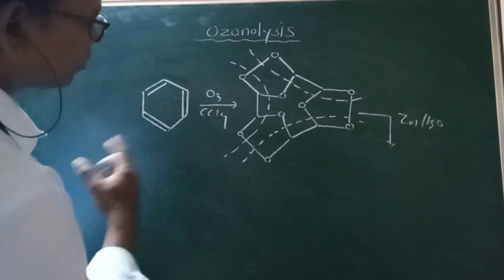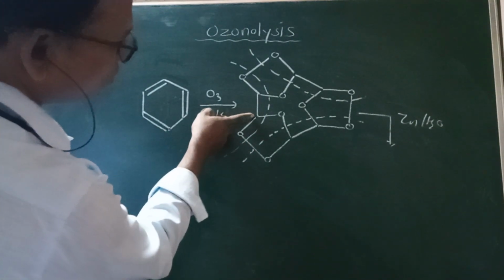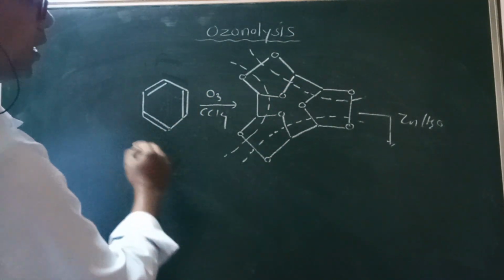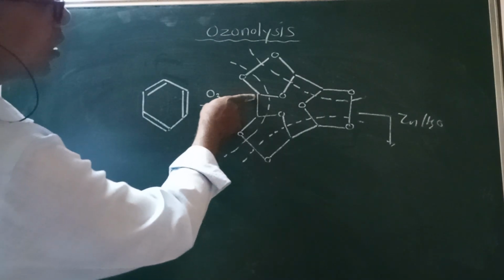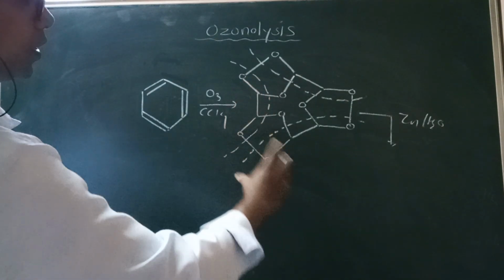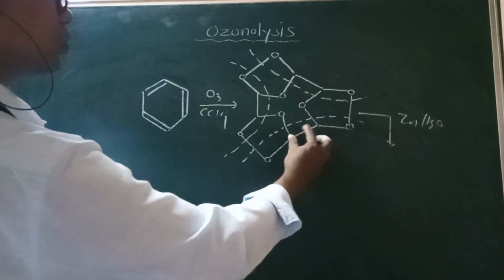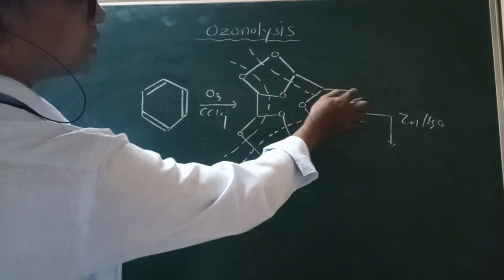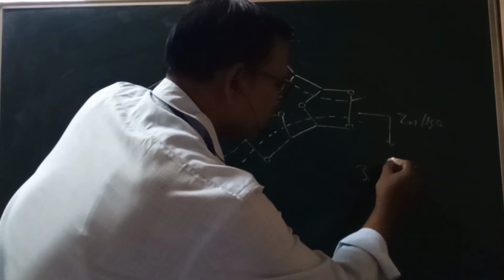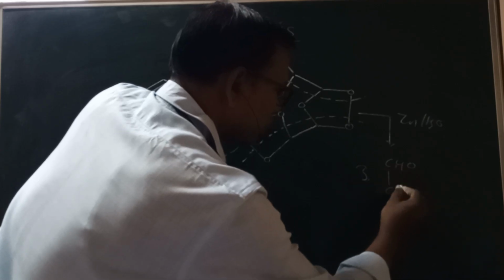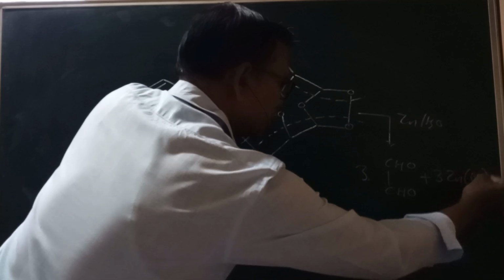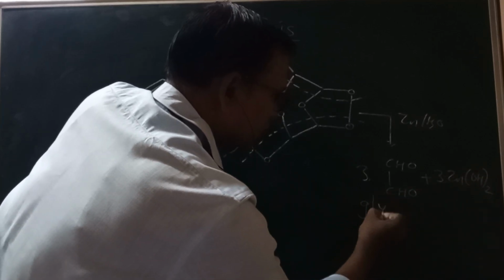And we'll get our main product, the product of interest. Don't forget that each carbon carries one hydrogen atom, so it becomes CHO, single bond, CHO. From this side also we'll get the same CHO and CHO, and from here also we'll get CHO and CHO. So we'll get three molecules of this compound, CHO-CHO, and along with this we'll get three molecules of Zn(OH)2. Now what is this compound? This compound is called glyoxal.